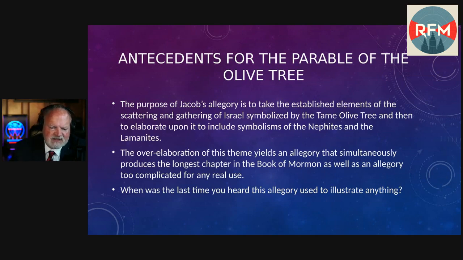So once again, the purpose of Jacob's allegory is to take the established elements of the scattering and gathering of Israel, symbolized by the tame olive tree, and then to elaborate upon it to include symbolisms of the Nephites and the Lamanites. As I said, that's not that difficult. The over-elaboration of this theme yields an allegory that simultaneously produces the longest chapter in the Book of Mormon, as well as an allegory too complicated for any real use.